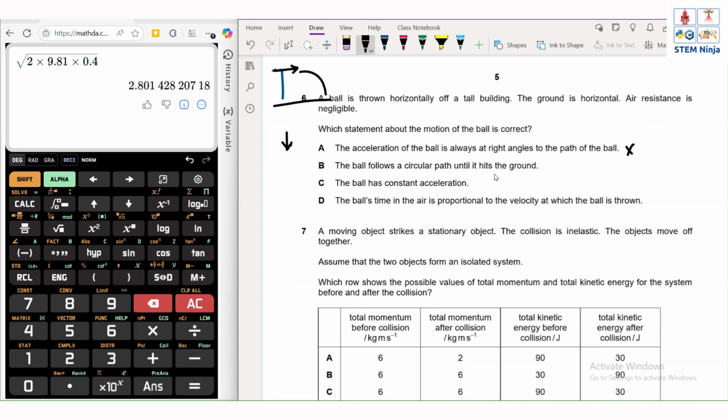Ball follows a circular path until it hits the ground. No, it's not circular. Ball has a constant acceleration. That part is true. Yes. Ball's time in the air is proportional to the velocity at which the ball is thrown. It is related to it, but it's not necessarily proportional to it. So the only option that makes sense is constant acceleration, because a is minus g downwards.